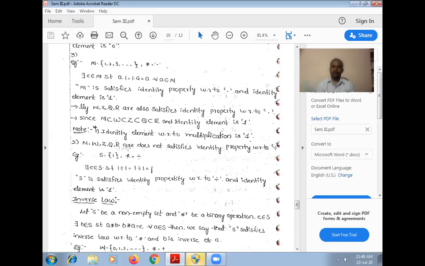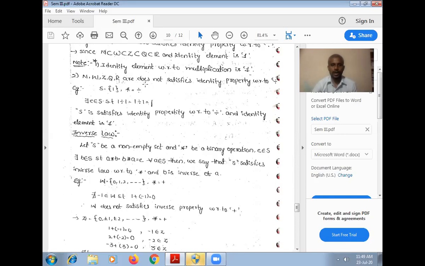Similarly, if you multiply any element by 1, we get the same element. Therefore 1 is the multiplicative identity. You can multiply any element with 1 and we will get the same value. So A dot 1 equals 1 dot A equals A. So 1 is the identity element with respect to multiplication and 0 is the identity element with respect to addition. So it is the identity law.